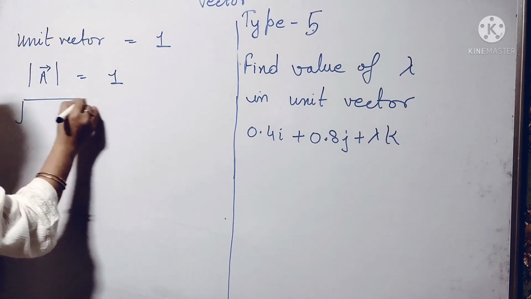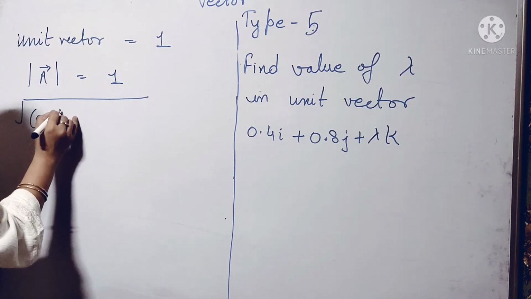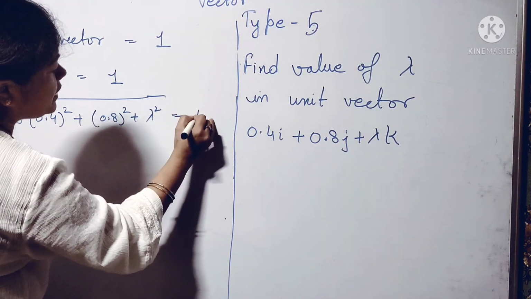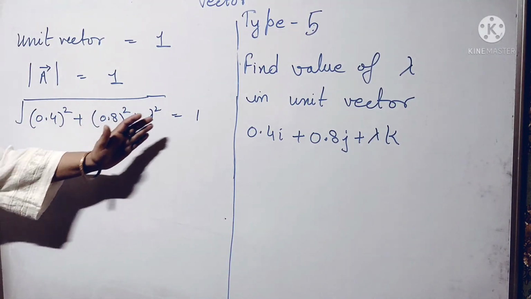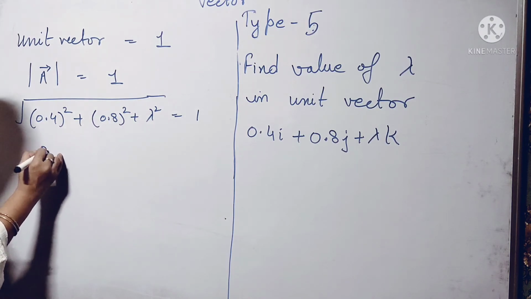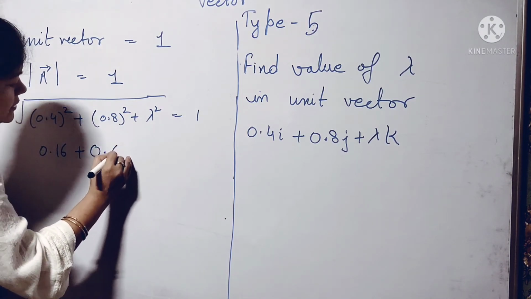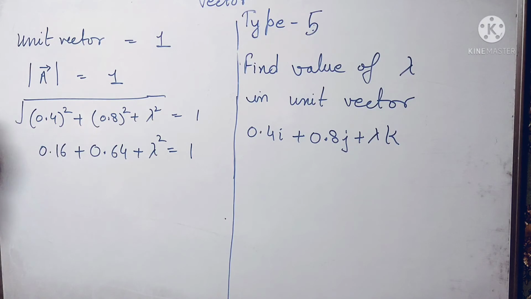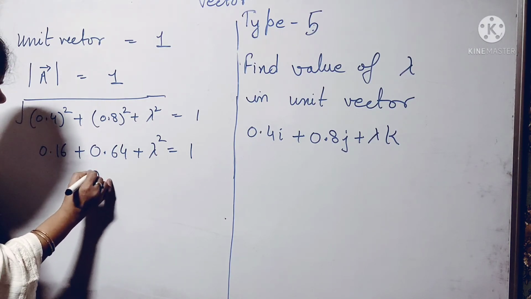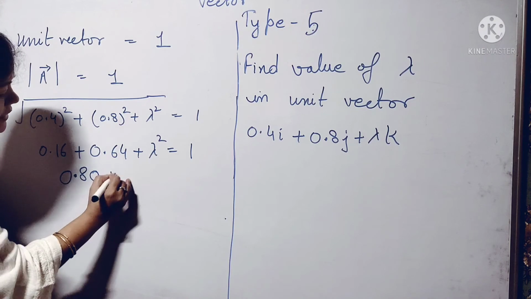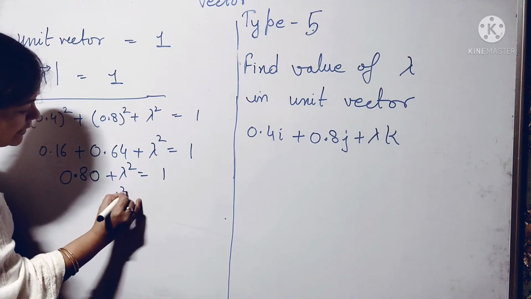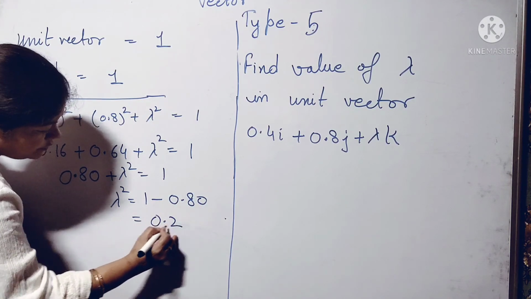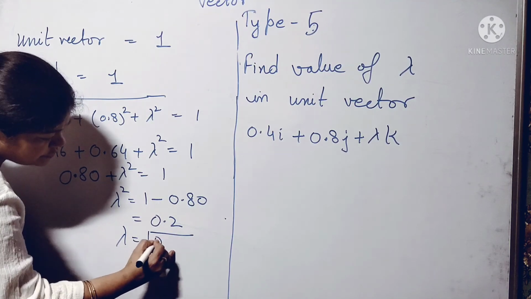So if we find the mod of this vector, we get 0.4 square, 0.8 square plus lambda square is equal to 1. Now squaring on both the sides, we get 1 over here, that is 0.16, 0.64 plus lambda square is equal to 1 again. Because on squaring 1 we get 1. So adding these two, 0.80 plus lambda square is equal to 1. Value of lambda square is equal to 1 minus 0.80, which is equal to 0.2. So value of lambda is under root 0.2.